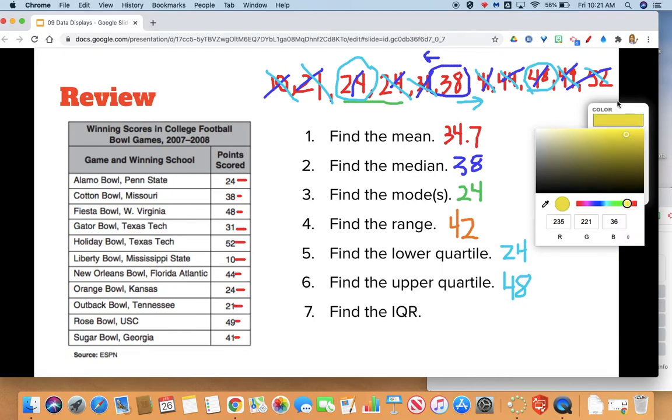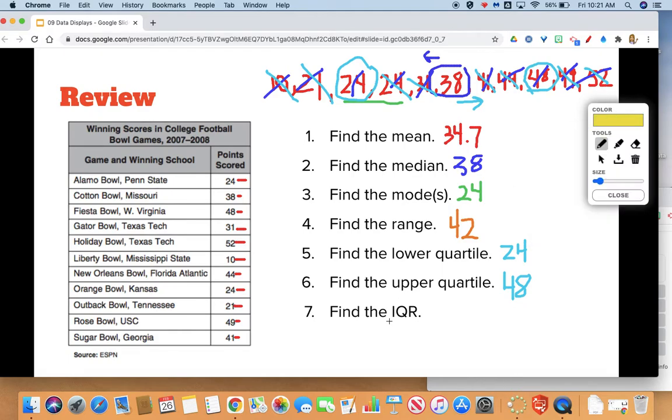The last landmark we have today is the interquartile range, also known as the IQR. That's where we subtract our two quartiles, kind of like the range, but we're subtracting the quartiles instead of the max and the min. So we take 48 minus 24, and we get 24 for the interquartile range.